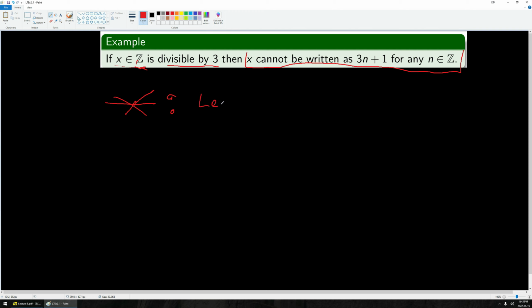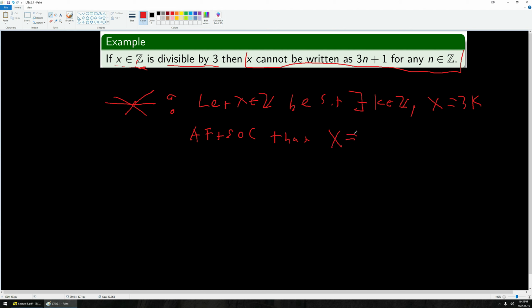We would say let x be such that, to be clear, there exists a k in Z where x is equal to 3k. Okay, and from here, I would then assume, for the sake of contradiction, the negation of this. The negation of that would be x is equal to 3n plus 1 for some n in Z.